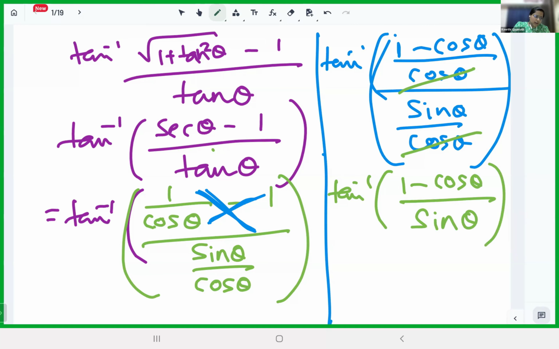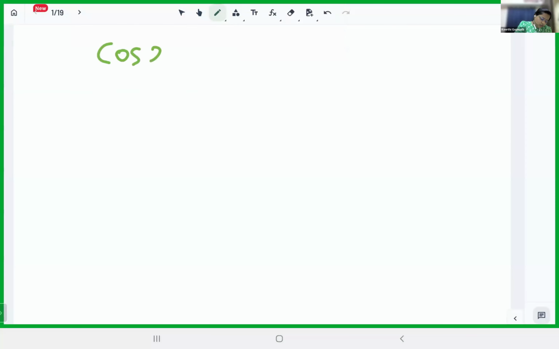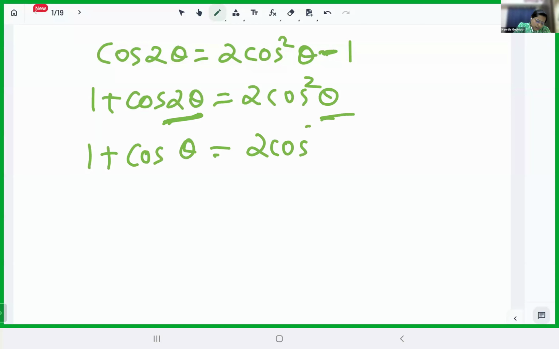Again, you have to apply a trigonometric identity here, for 1 minus cos theta. You have studied cos 2 theta is equal to 2 cos square theta minus 1. So if I take 1 here, 1 plus cos 2 theta is equal to 2 cos square theta. So I am making the angle half, that is, half of that angle. So 1 plus cos theta is equal to 2 cos square theta by 2.